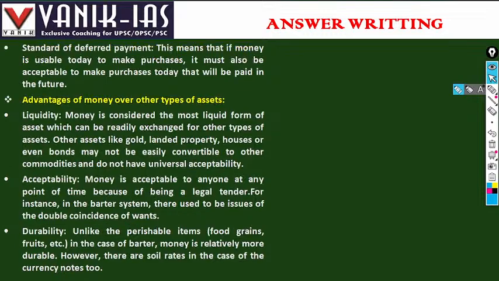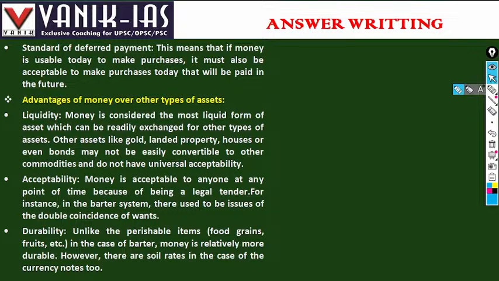Standard of deferred payment: this means that if money is usable today to make a purchase, it must also be accepted to make a purchase today that will be paid in the future. Okay, that is called the standard of deferred payment. Advantage of money over other types of assets: liquidity. Money is considered the most liquid form of asset, which can be readily exchanged for other types of assets.